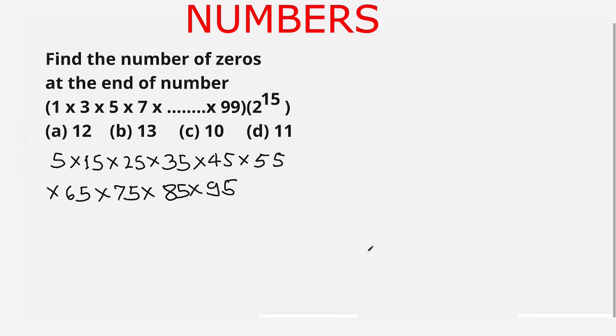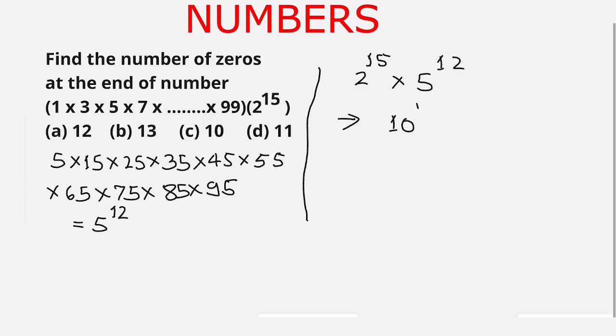So we have already calculated 10 plus these 2. There will be a total of 5 to the power 12. Now we already have 2 to the power 15 multiplied by 5 to the power 12. So this is going to give us 10 to the power 12.